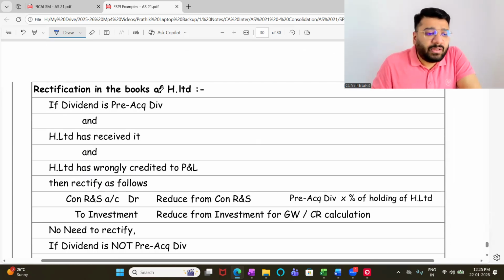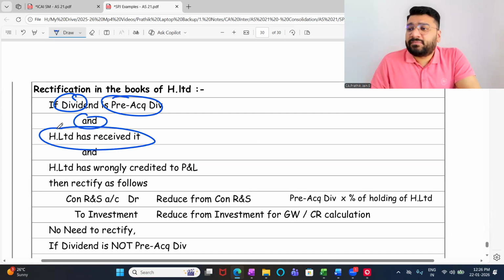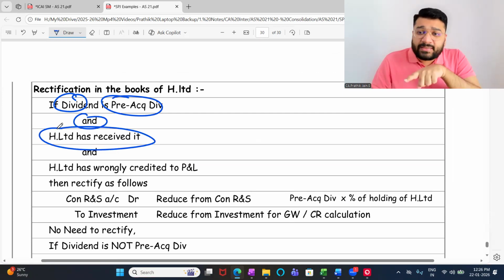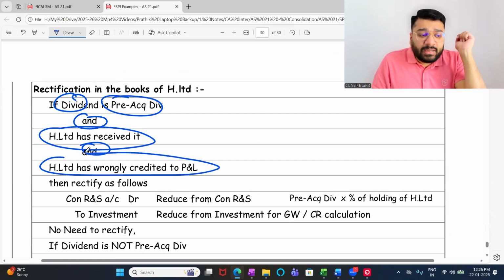Okay, rectification. Now what happens is that if the question says that the dividend is a pre-acquisition dividend, which we have agreed, plus H Limited, the holding company, has received it. Which dividend has the holding company received? The old shareholders' dividend, the old shareholders' profit, we are receiving it. And that we have wrongly credited to P&L.